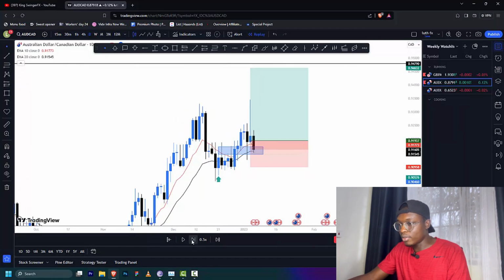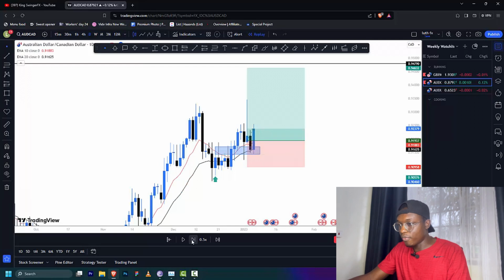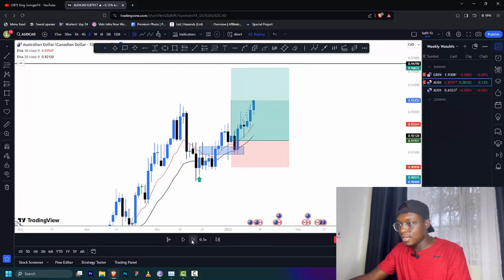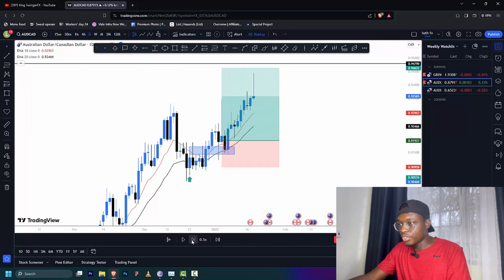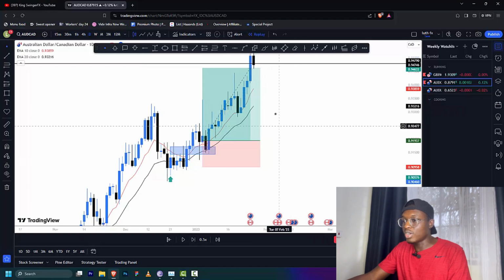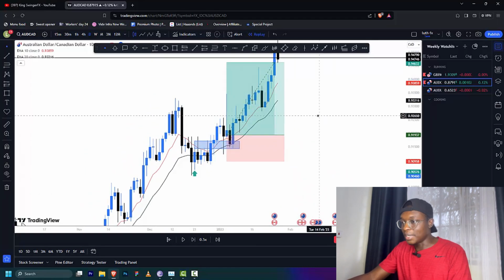Market pulls back into drawdown, back into profits. Let's see what happens. From here, you can clearly see beautiful trade all the way to the upside. Beautiful, the market smashing take profit, right?